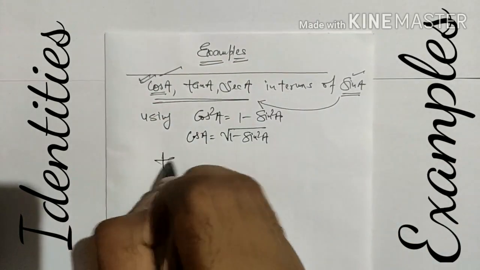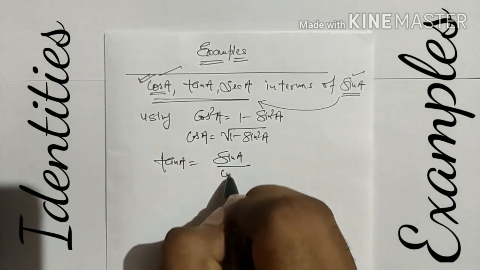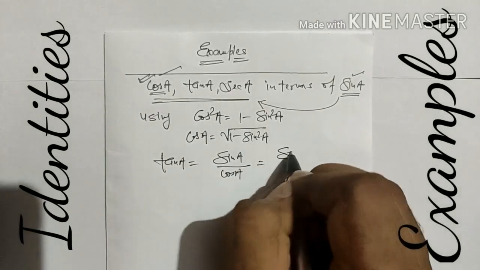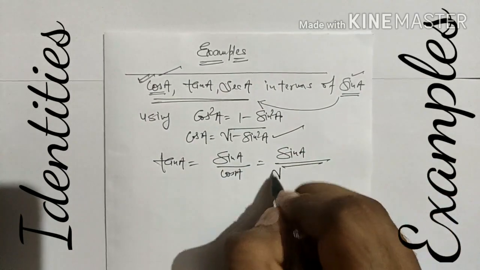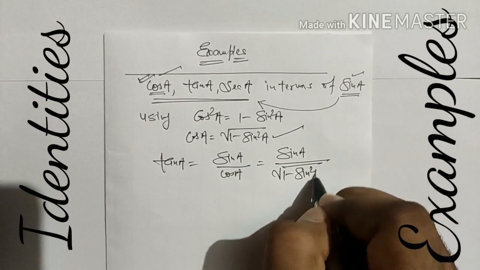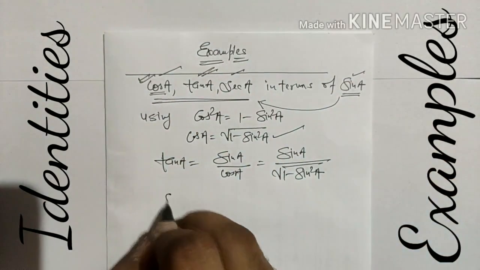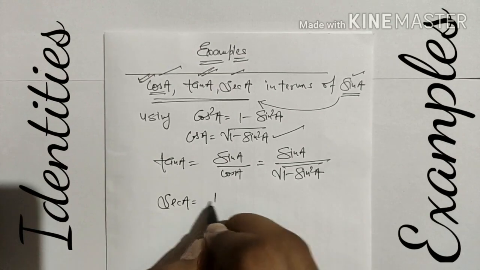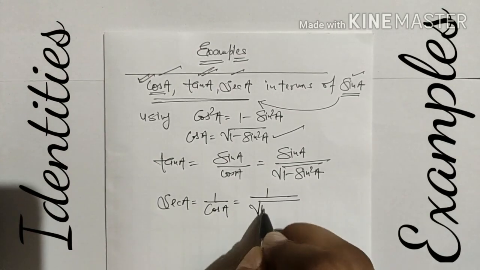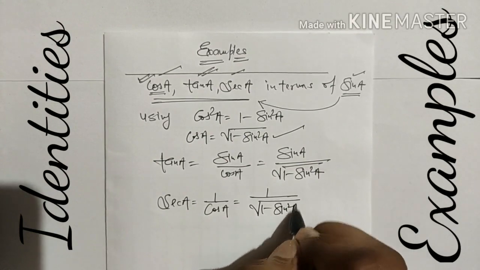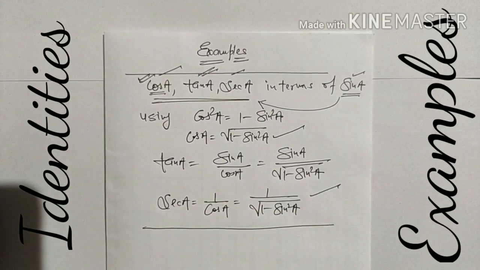Now tangent A, we know that it is given by sin A by cos A. Sin A remains same. The value of cos A we use from here, it is square root of 1 minus sine square A. Second part is done. Now we are going to move to secant A. This is the reciprocal of cos A. So it becomes 1 upon square root of 1 minus sine square A. So this completes first type of question.